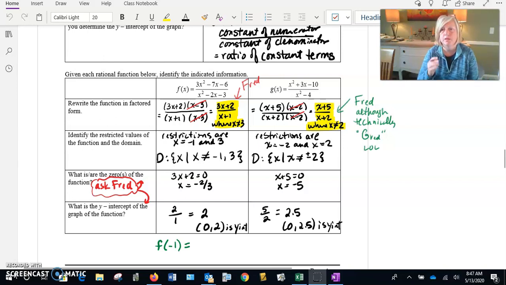it was not removable, that we still have that x plus 1 factor in the bottom. And if I were to plug that into the original, I would get 3 plus 7 minus 6 over 0, which is going to give me 4 over 0. So we see that, of course, this is undefined.